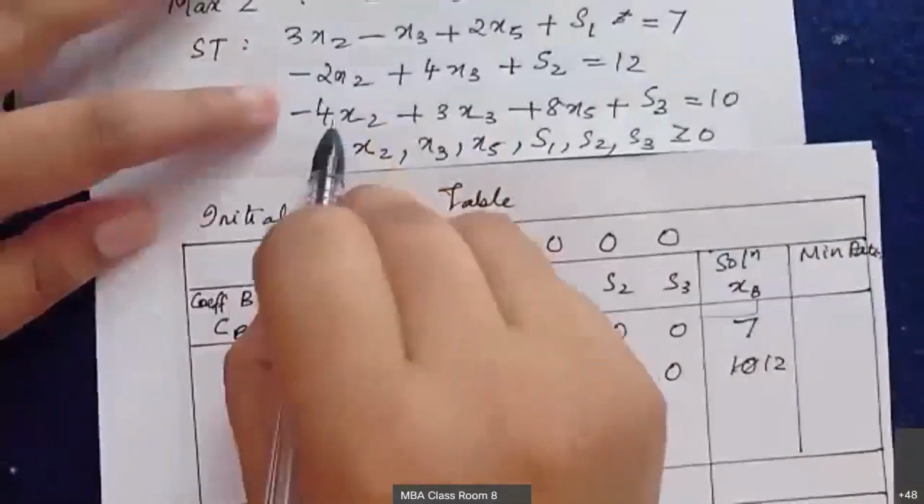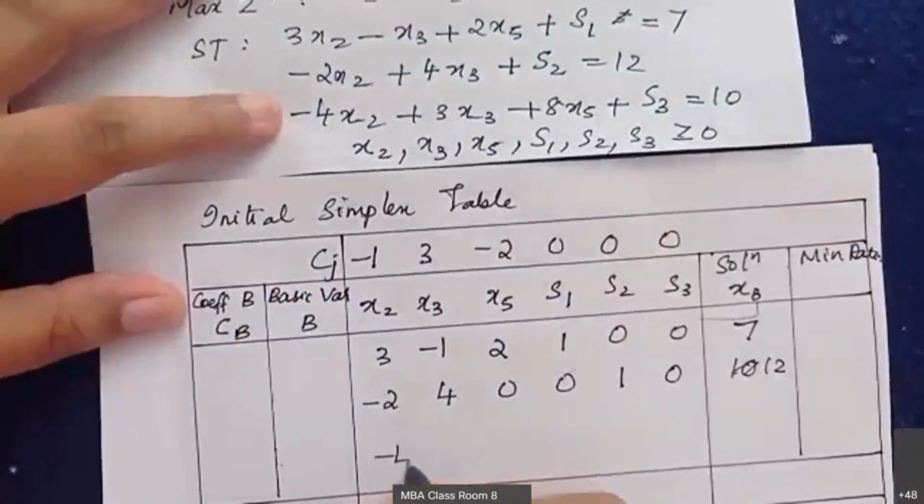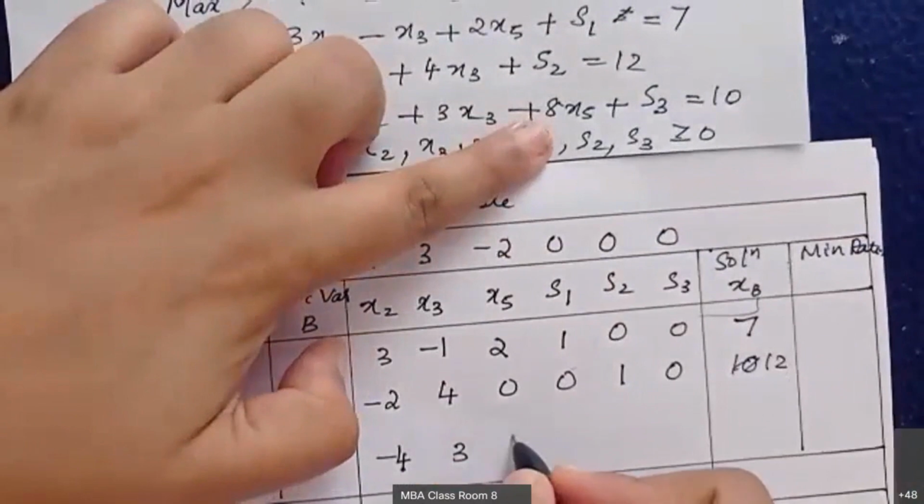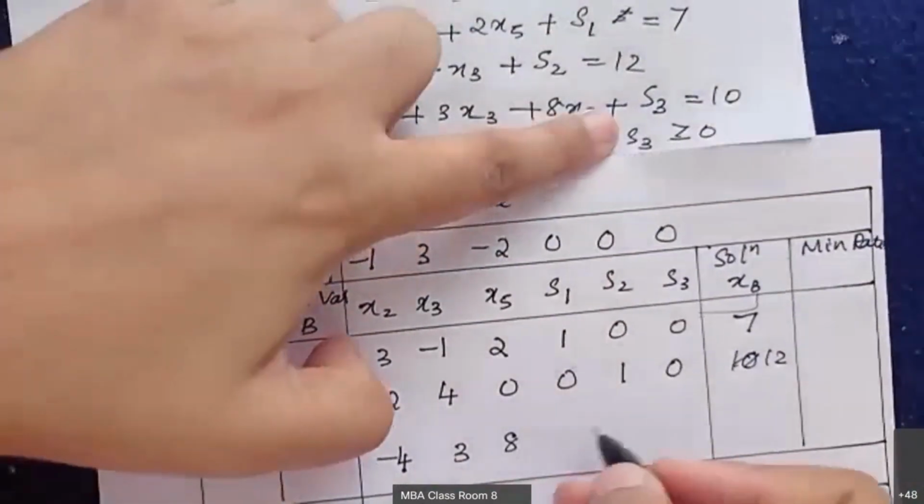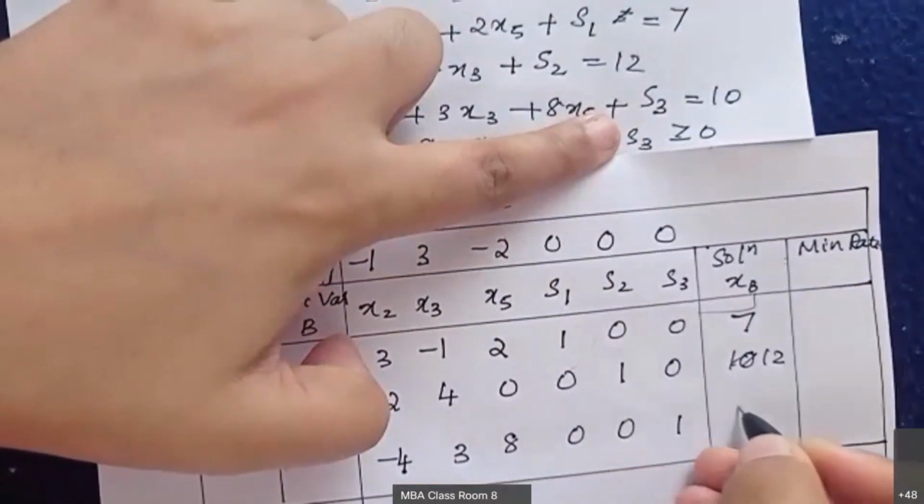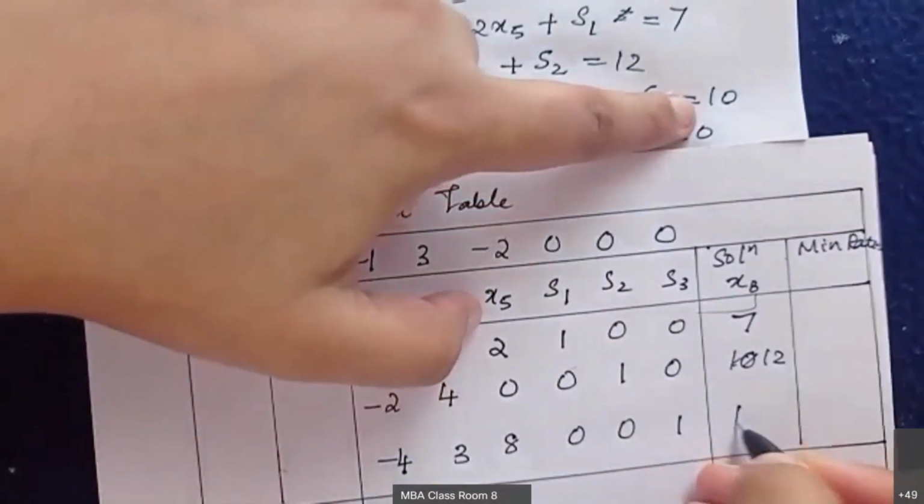Now I'll write down the third constraint. It is minus 4, 3, and 8 for x5, so I'll put 8 here. S1 is 0, S2 is 0, S3 is 1. And I have the right hand side as 10.